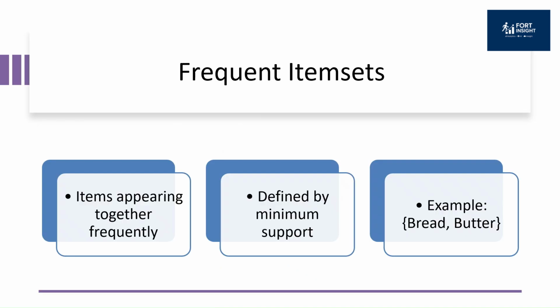A frequent item set is a collection of one or more items that appear together in a transaction database with a frequency greater than or equal to a user-defined minimum support threshold. For example, if bread and butter appear together in many shopping baskets, the item set {bread, butter} is considered frequent. Minimum support helps eliminate rare combinations that are not useful for analysis.